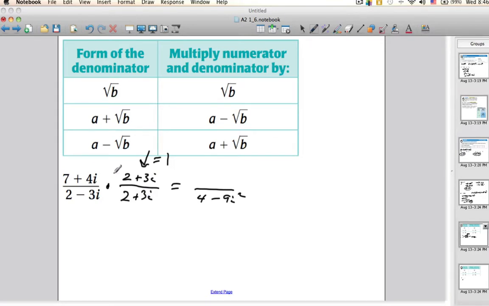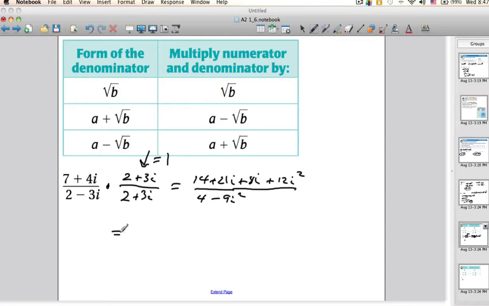I'll use FOIL to multiply this all out to create the numerator. 7 times 2 is 14. 7 times 3i is 21i. 4i times 2 is 8i. I need a bigger numerator. And 4i times 3i is 12i squared. Now I need to simplify my i squareds, and I need to combine like terms, and then I'll be fully simplified.